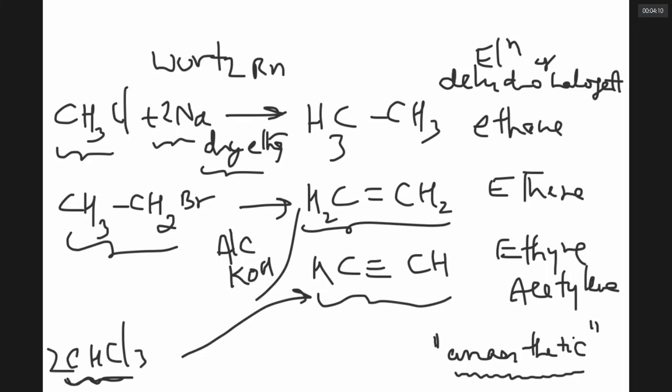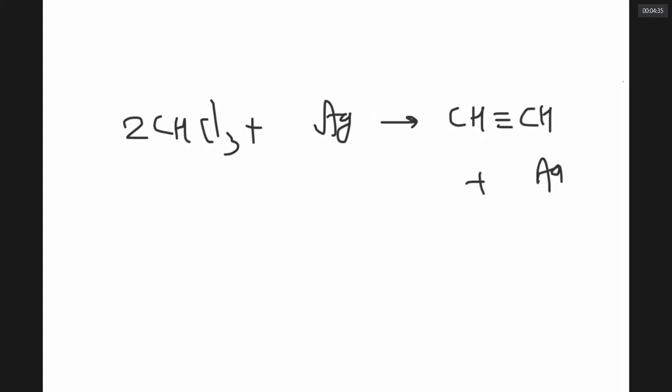Chloroform, when it reacts with the dash, gives acetylene. What is the dash, sir? Alcohol. Na. In order to balance the equation, how much silver is needed? 3. You have here 6 chlorine, so you should get 6 AgCl.